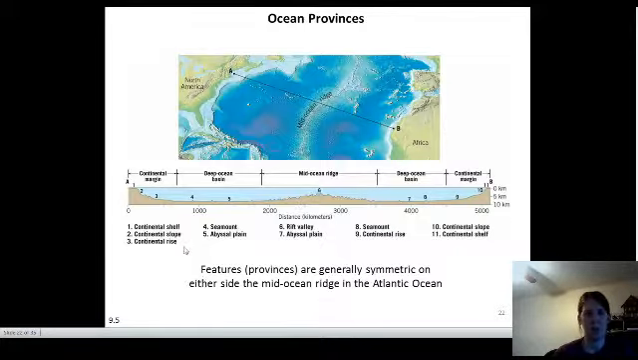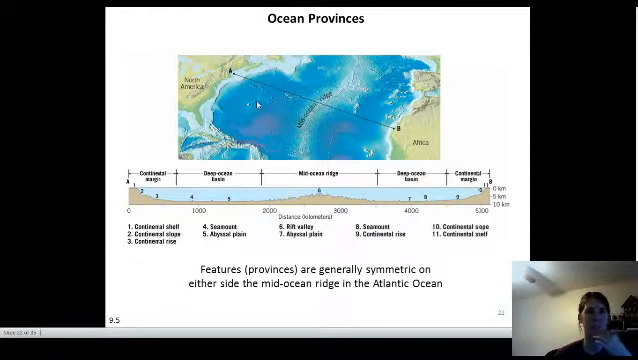So if you look, the features are generally symmetric on either side of the mid-ocean ridge in the Atlantic floor. So here's our mid-ocean ridge, and it spreads fairly evenly in both directions. And each side has this passive continental margin. Okay, so we have our continental shelf, which is the very shallow water right off the coast. That's this region right here. And then we get our continental slope and our continental rise, and then that brings us down to our seamount.